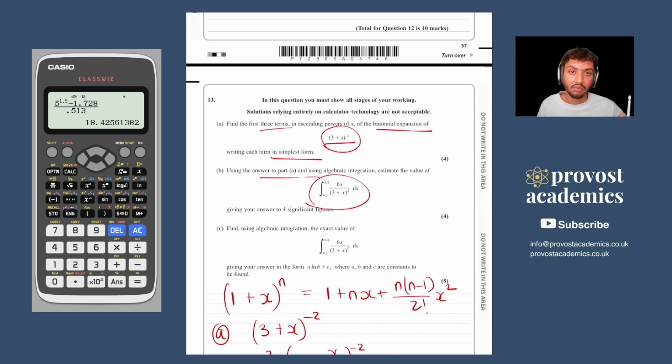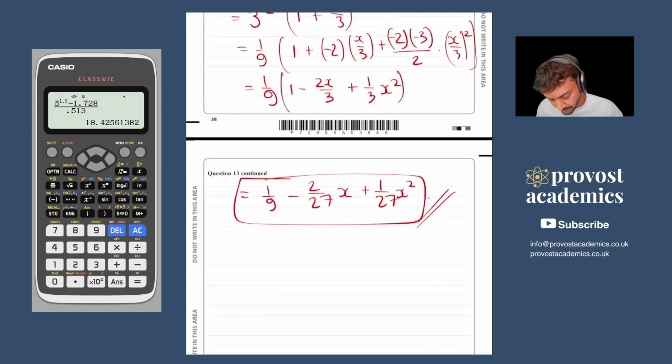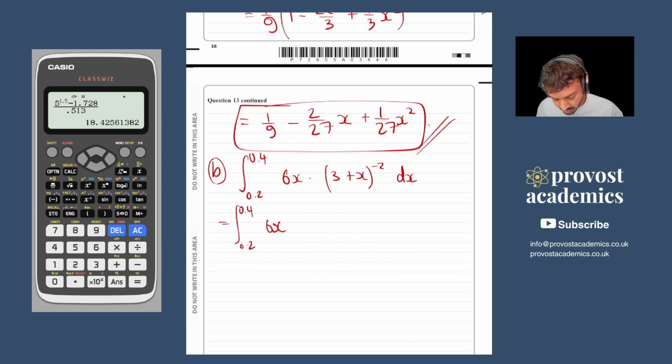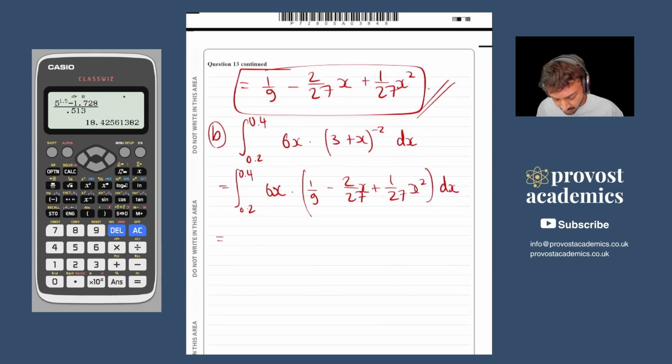Since it's an algebraic expression, we can multiply the 6x out to get one big expression that we can integrate polynomially. So part B. It's 0.2 and 0.4, I believe. The integral of 6x multiplied with (3 plus x) to the power of minus 2 dx. So 0.2 to 0.4 of 6x multiplied with 1/9 minus 2 over 27 x plus 1 over 27, don't forget the x squared, dx. So now let's multiply things out.